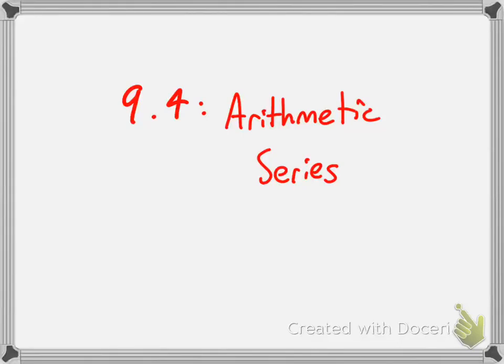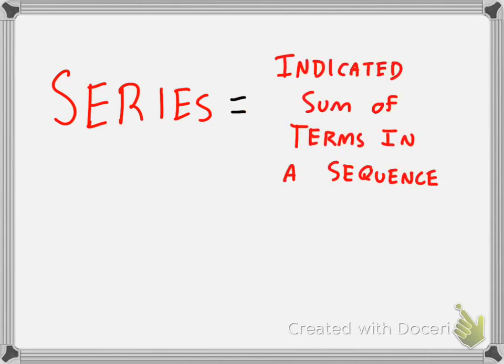In section 9.4, you're going to learn about arithmetic series. So to start, a series is, by definition, an indicated sum of terms in a sequence. So now I'm going to take that pattern or list of numbers and I'm going to add them together. There's two different types of series, finite and infinite.